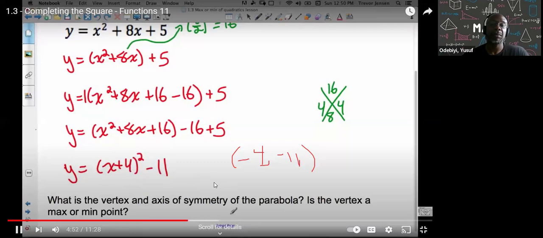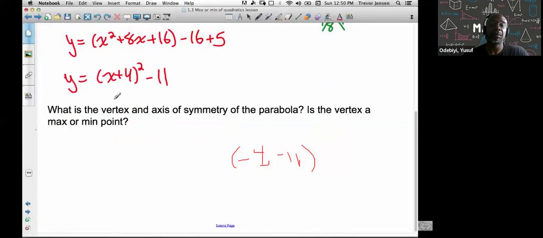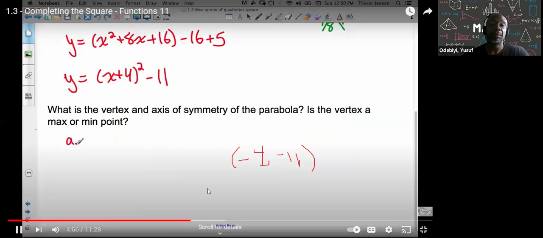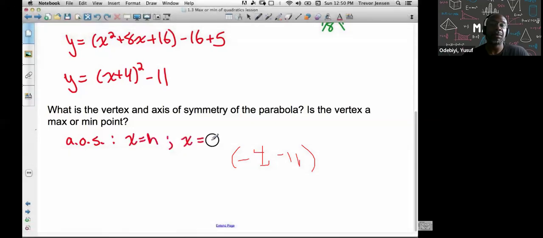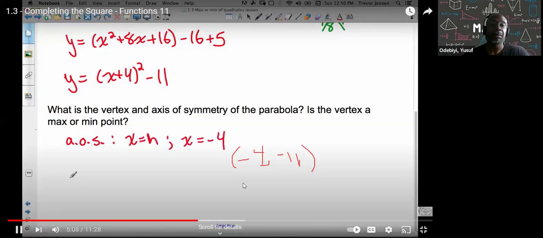The question actually asks us for the axis of symmetry as well. I'll write that first. Axis of symmetry is the vertical line that passes through the vertex. The vertical line passes through the vertex and crosses the x-axis at -4. So x equals whatever the h value is. In this case, h is -4.